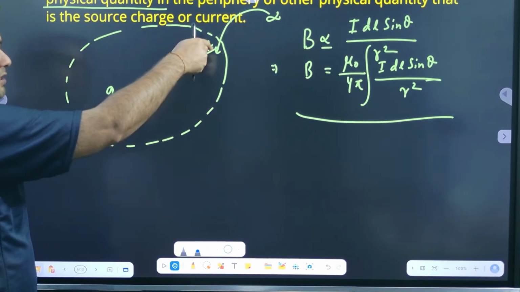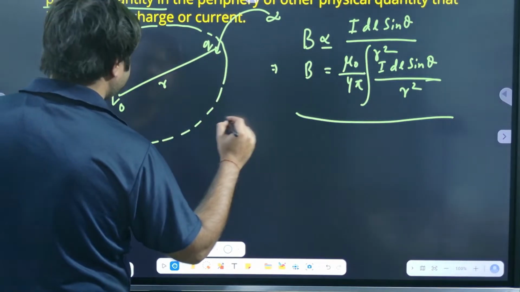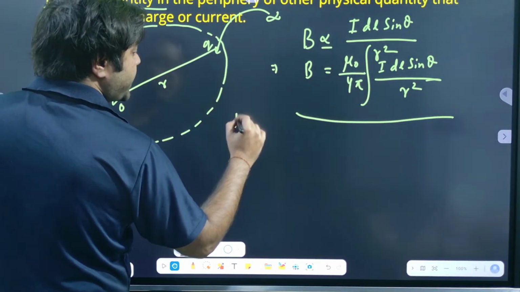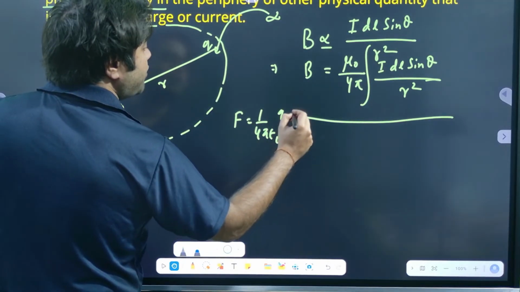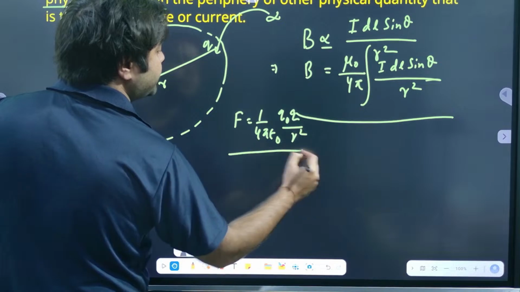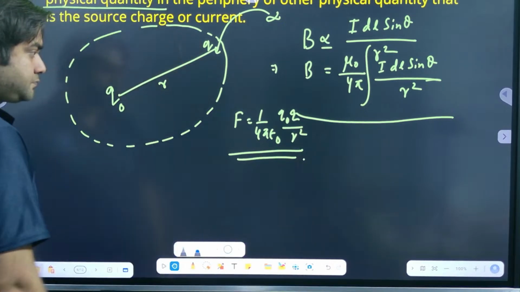और ये Coulomb's law के जरिए automatically we have already derived this, that is F equals 1 by 4 pi epsilon naught Q naught Q divided by R square. This is your Coulomb's law.